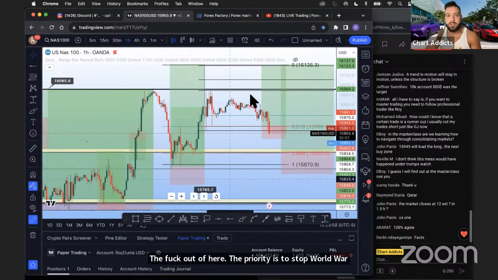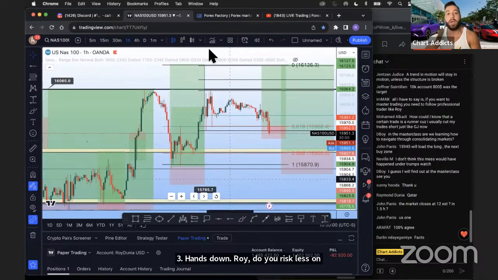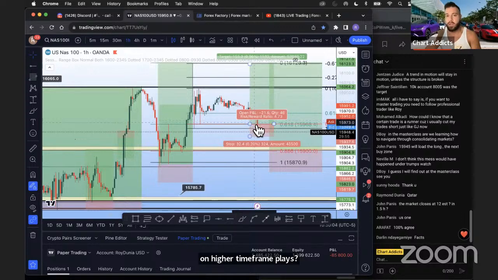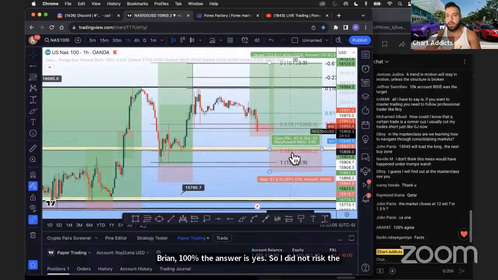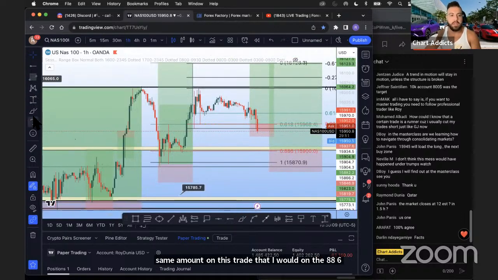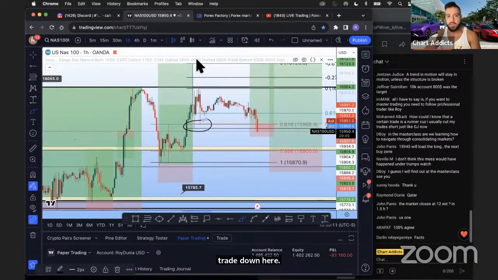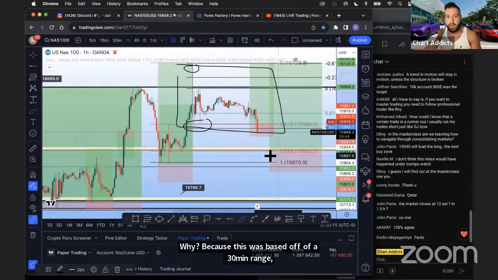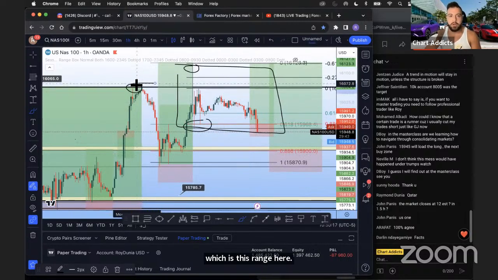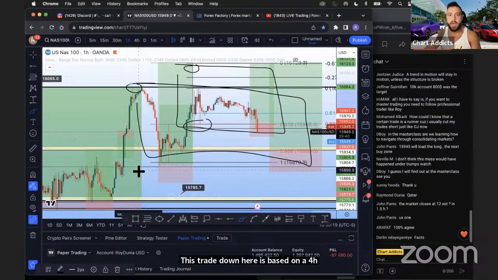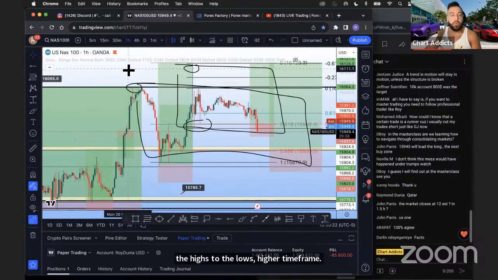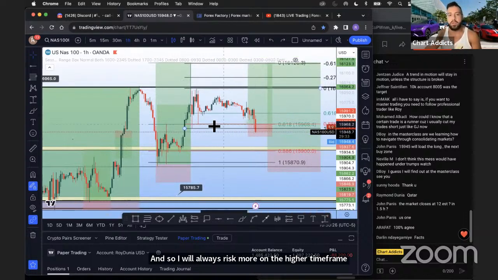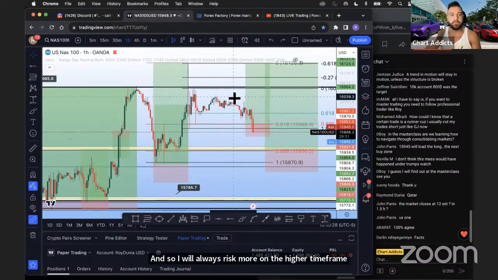Roy, do you risk less on scalps and more on higher time frame plays? Brian, 100% the answer is yes. So I did not risk the same amount on this trade that I would on the 88.6 trade down here. Why? Because this was based off of a 30-minute range, which is this range here. This trade down here is based on a 4-hour range, which is the highs to the lows, higher time frame. And so I will always risk more on the higher time frame trades than I do on the scalp opportunities, just like the one for today.